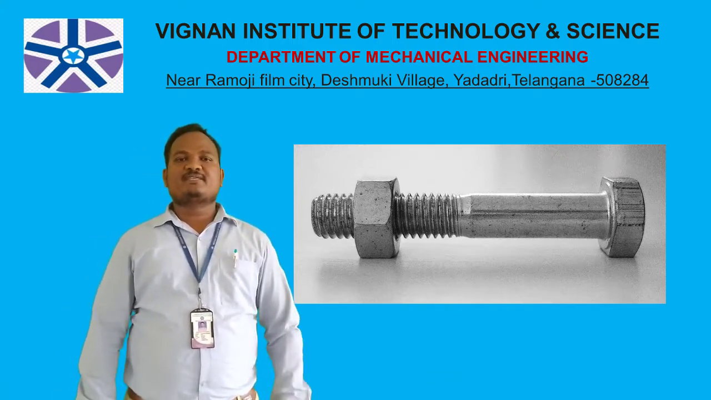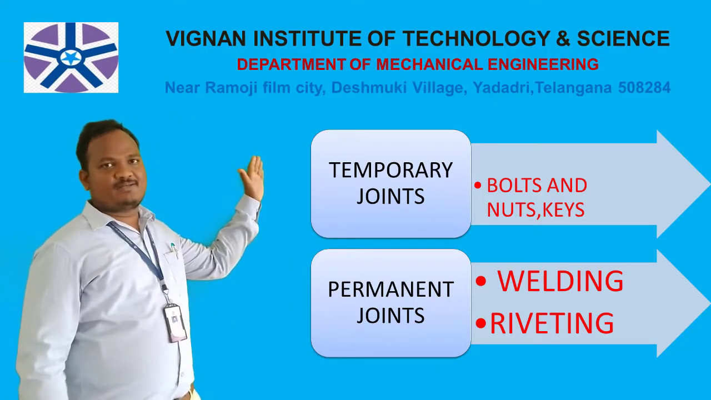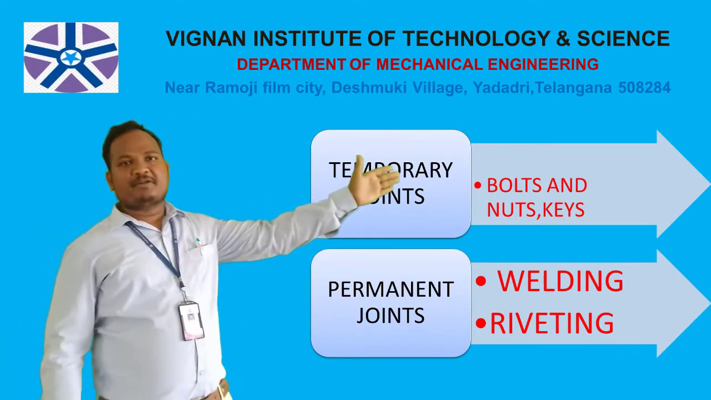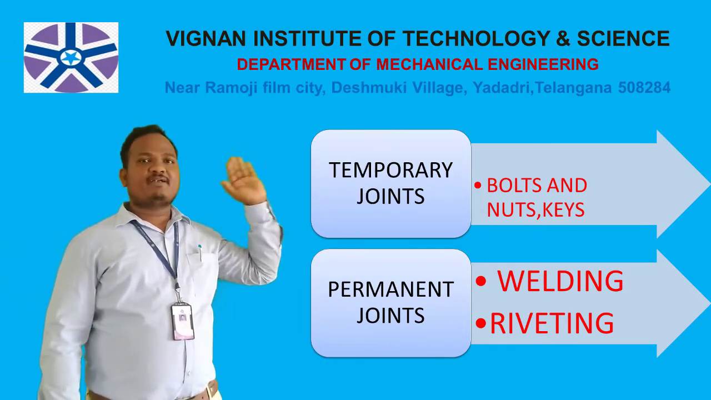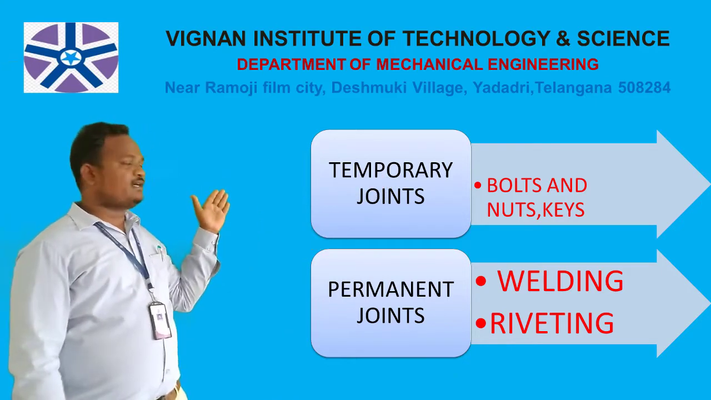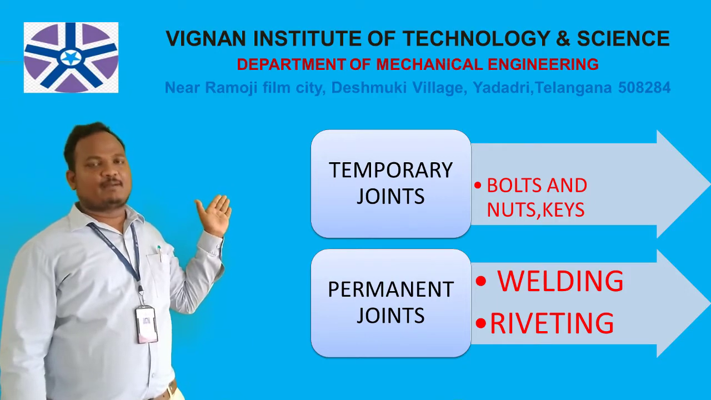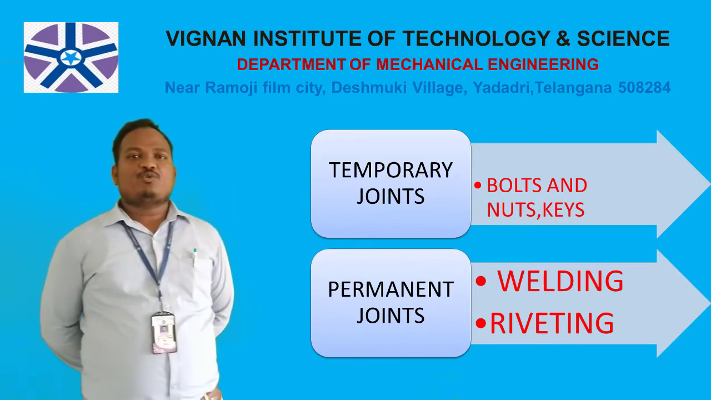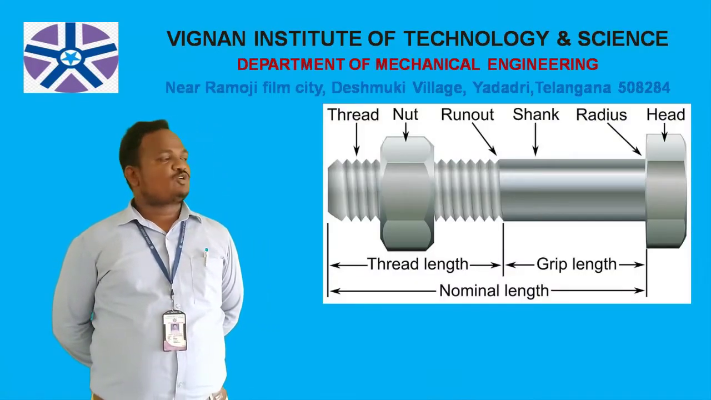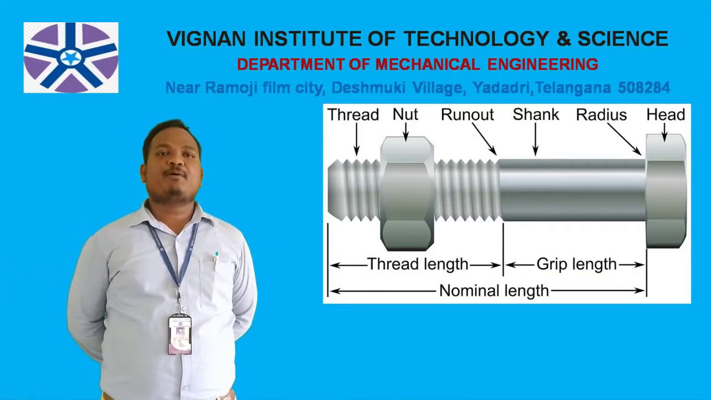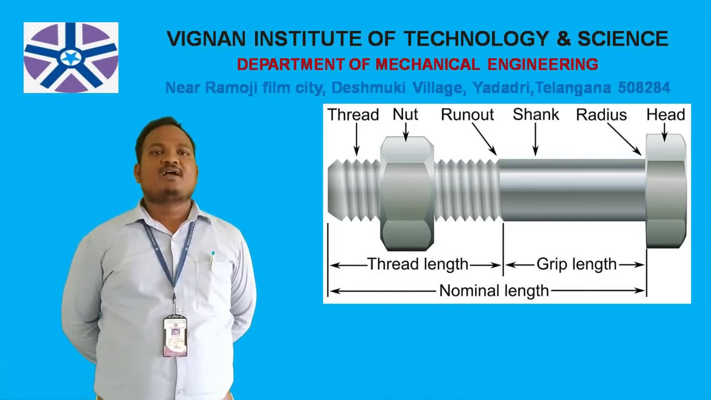Today we are going to discuss bolted joints. Actually, we have two types of joints, temporary joints and permanent joints. In permanent joints, we have welding joints and riveting joints. In temporary joints, we have bolts, nuts, keys, couplings. Today I would like to explain temporary joints, in that bolted joints. In bolted joints, with the help of a bolt and nut, we join two different parts.